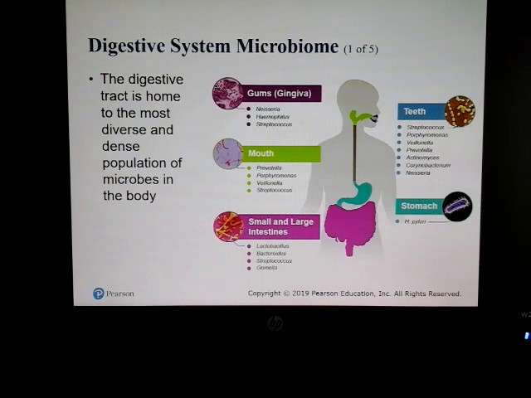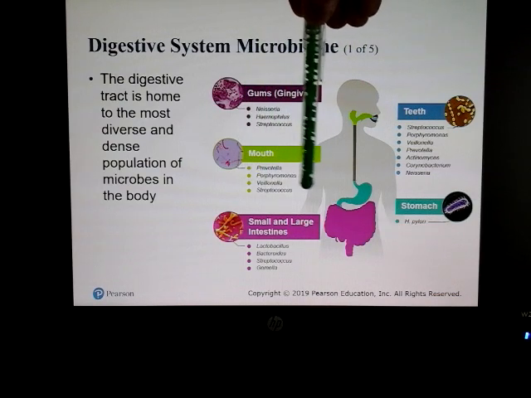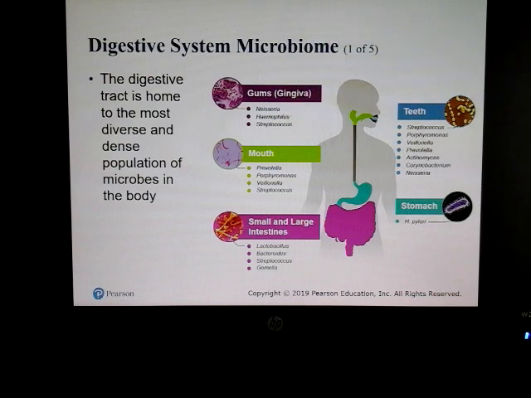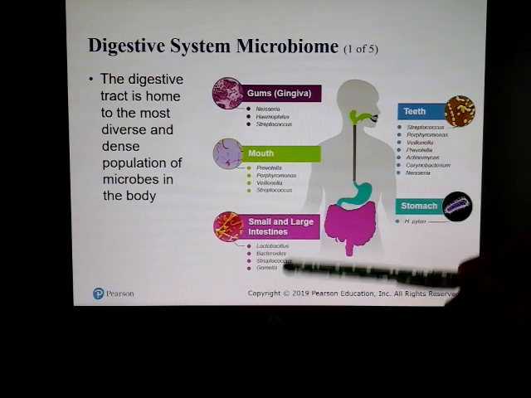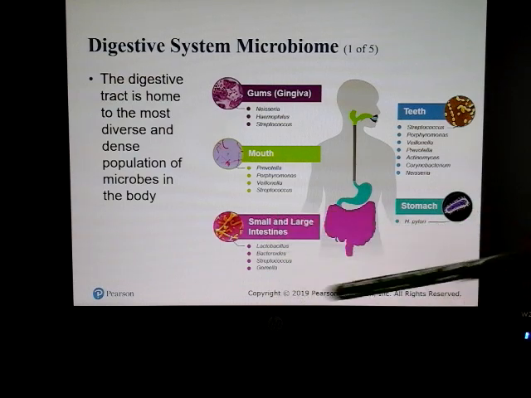Now, there's a lot of different organisms that are normal parts of our biome. For instance, in the gums, we have the genus Neisseria, Haemophilus, streptococcus. Your mouth has strep in there as well as some other microbes. Now, in our teeth, these particular microbes can grow as well. Our stomach may or may not be colonized with Helicobacter pylori. And our small and large intestines, again, have a very wide variety of different microbes that can grow there.